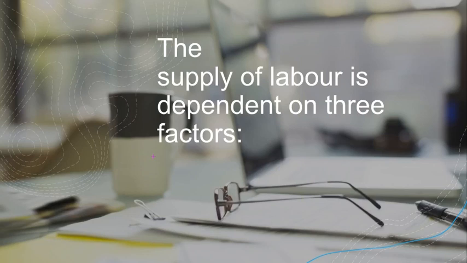2. The proportion of the population willing to work. Those who continue to study after the age of 16, housewives and the disabled decrease the supply of labor. 3. The number of hours worked by everyone. Overtime increases the supply of labor.